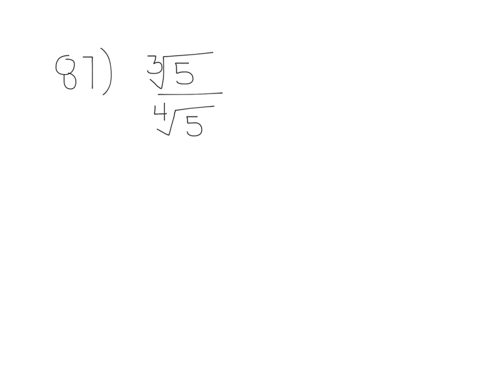This is number 87 in our Chapter 5 review, where we are asked to perform the indicated operation and express the answer in simplest radical form. Once again, we're dealing with radicals that have different roots. So like in number 85, we need to convert them to rational exponents first. In the numerator, we have 5 to the 1/3 power. And then in the denominator, we have 5 to the 1/4 power.